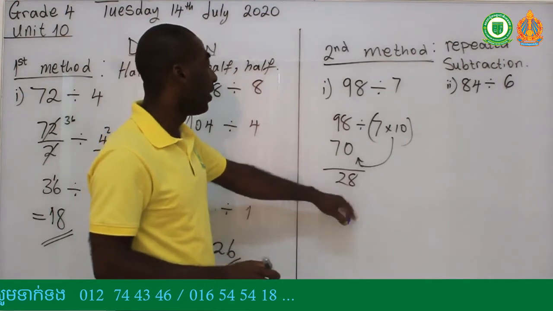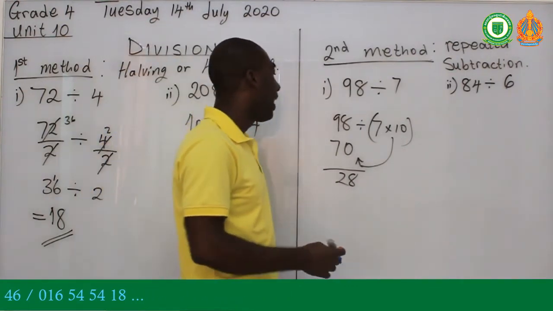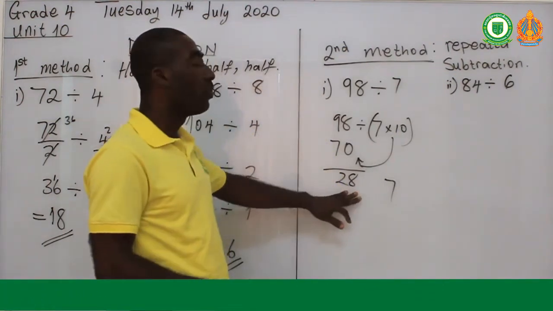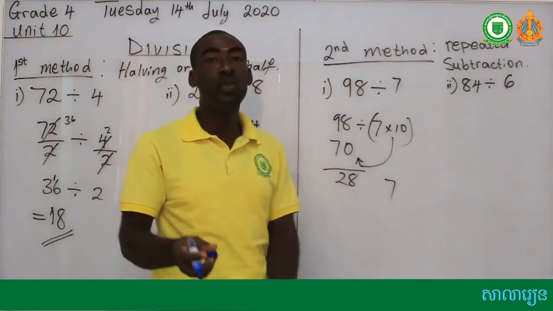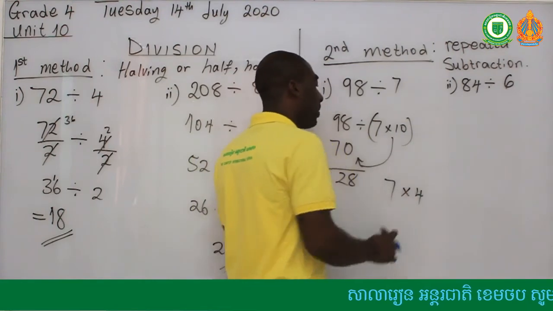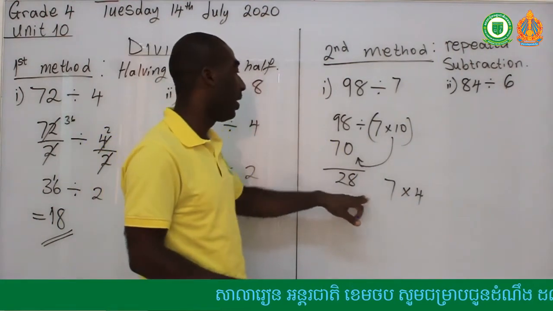So this is not finished. Now the other question is that how many 7s will give you 28? How many 7s will give you 28? So that will be 7 times 4. So 7 times 4 is equal to 28.